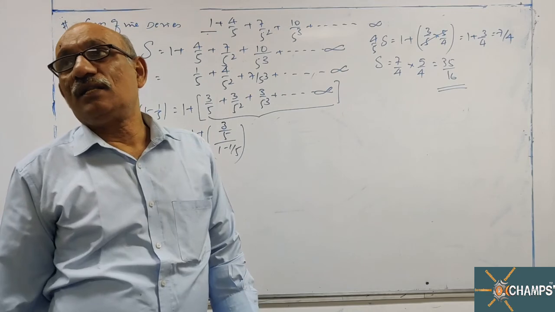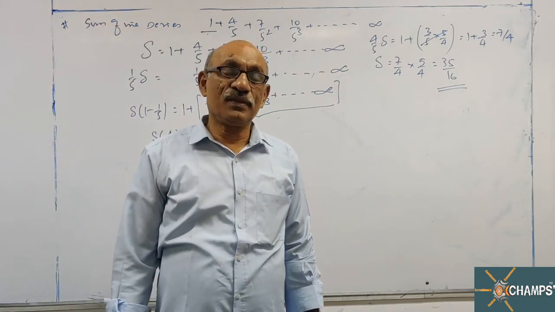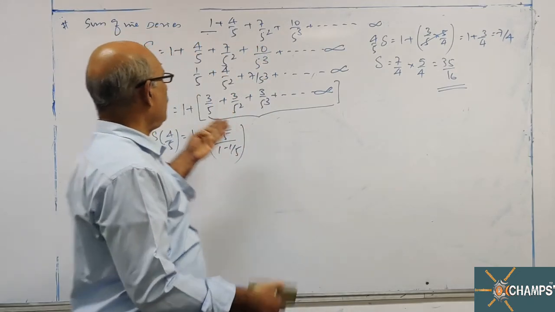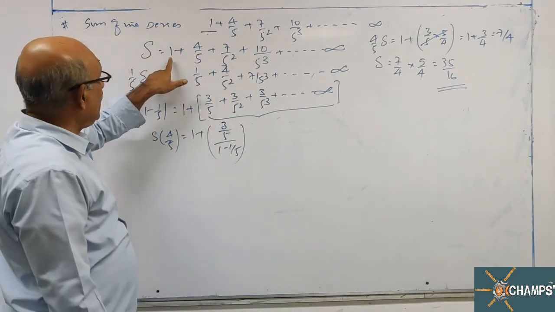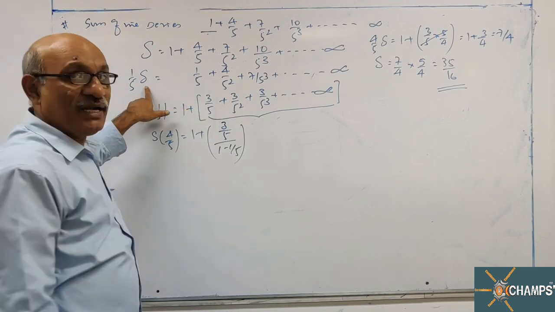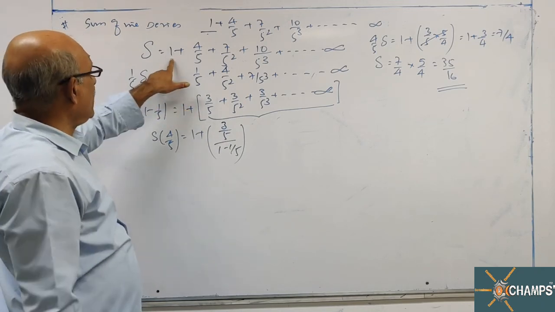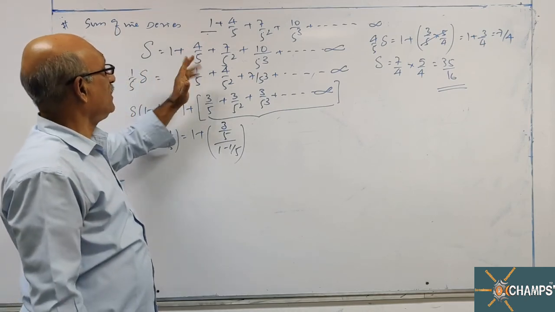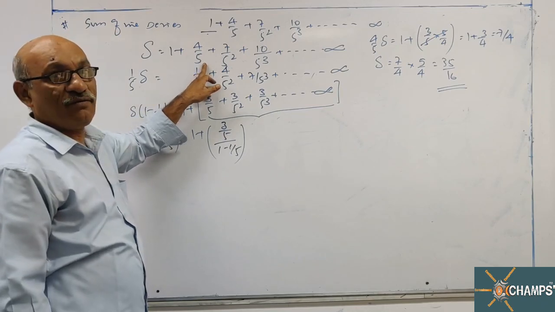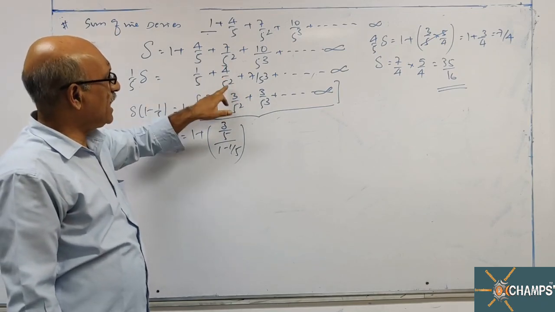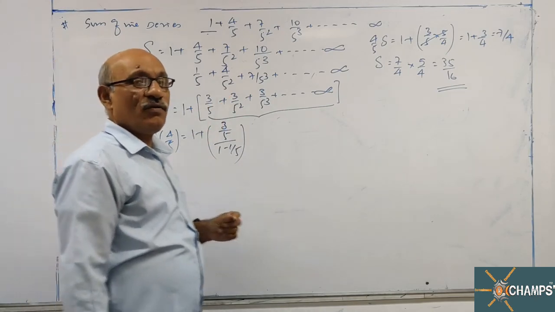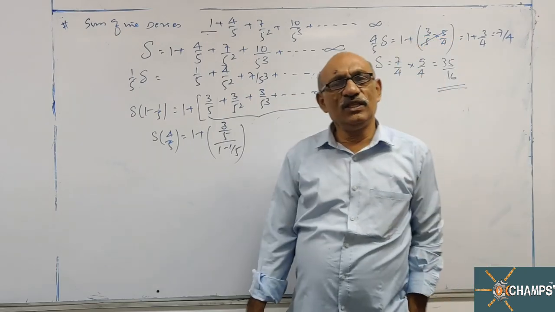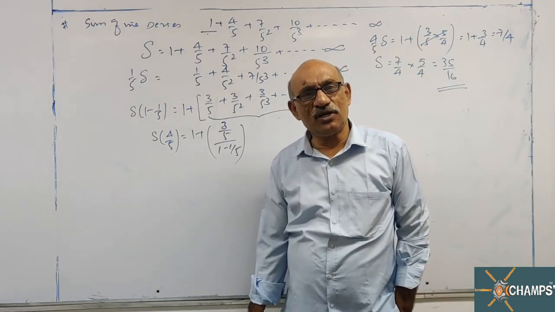So whenever it is an arithmetico-geometric series, multiply both the sides with the common ratio. Leave the first term as it is. After multiplying with the common ratio, 1 into 1 by 5 is 1 by 5, so you write it under the second term. 4 by 5 into 1 by 5, 4 by 5 square, you write under the second term. Then it is converted into a geometric progression series. Okay, with this your arithmetic progression, geometric progression is over.